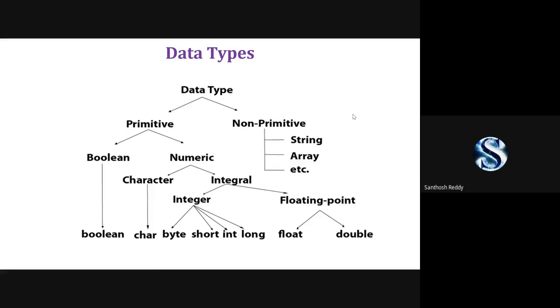Why are we calling character under numeric? Because we have ASCII values for that. I mean, for A, B, or everything, we have some numbers. Under the integral, again, we have integer and floating point. Under the integer, there are four different data types: byte, short, int, long. For floating point, we have two: one is float, another one is double.